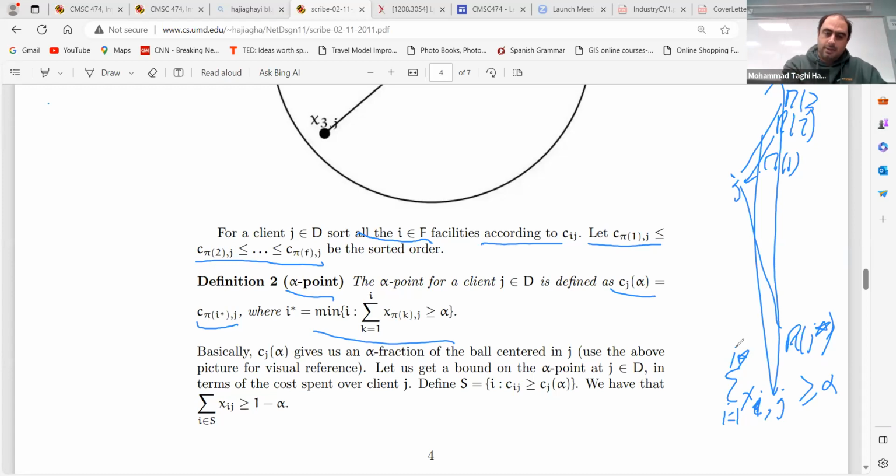So in some sense, you can say Cj alpha is some kind of intuition, gives us somehow alpha fraction of the ball centered in j. If you consider the complete thing, you may go very far, to things that are assigned to them because of whatever reason in the LP. But this one essentially is talking about the alpha part. What would be the value of alpha? Alpha would be some constant that we will decide later.